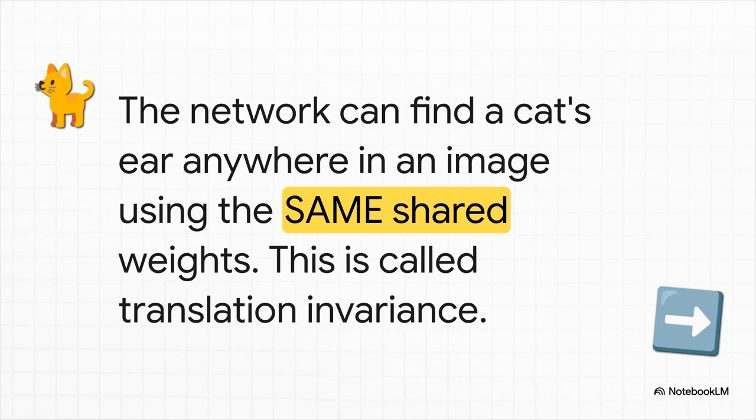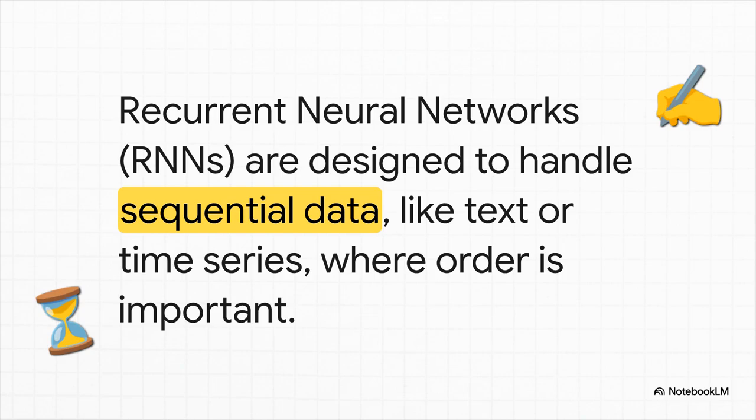This amazing property is called translation invariance, and it's a direct result of sharing parameters. Okay, so that's how it works in space, with images. But what about time? The exact same principle works for sequential data, like sentences of text, where the order of things is everything. And for that, we use recurrent neural networks, or RNNs.